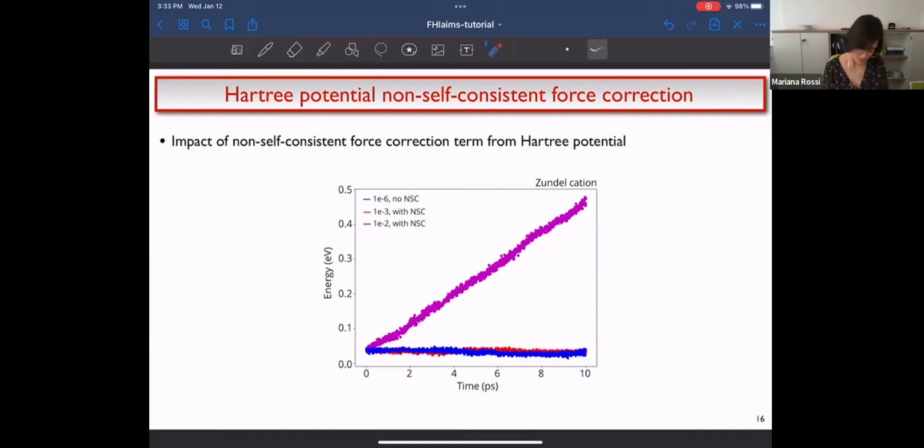But what is much nicer is that you can use a much looser convergence setting for the density, 10^-3, and add these non-self-consistent force corrections, and then you get the same energy conservation, which is nice because you don't have to do so many self-consistent steps in your simulation, and you save time. However, it's not a cure for everything. Of course, if you don't converge your density well, you still don't get the right dynamics. And if you go a little bit further, 10^-2, even if you add these non-self-consistent force corrections, you still have the drift. So that's not as far as we can go, but it's a big step forward.